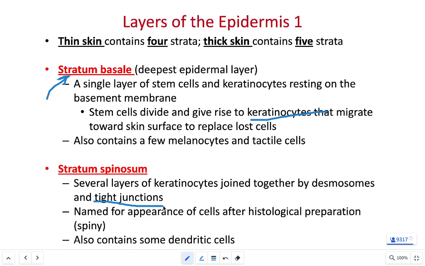And why do we call the stratum spinosum the stratum spinosum? Well, under the microscope slide, some people feel that they look spiny. I personally am not one of those individuals, but I guess if you squint your eyes and look at it upside down, they look spiny to you.